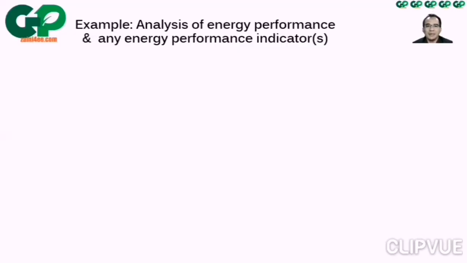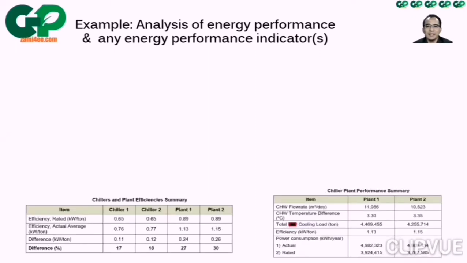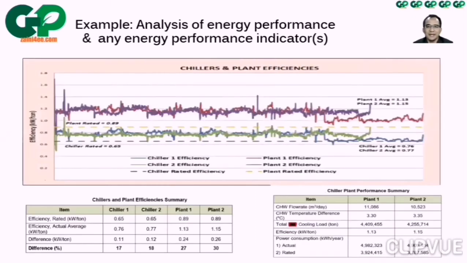And then the next one is another example of how they analyze energy performance and the energy performance indicator. In this example, these are the measured chillers. They measure two chillers. So what is the energy performance indicator for chillers? Normally kilowatt per ton. They measure the chillers simultaneously. The indicator is kilowatt per ton. They know the efficiency of the chiller, the performance of the chiller throughout that measurement period.